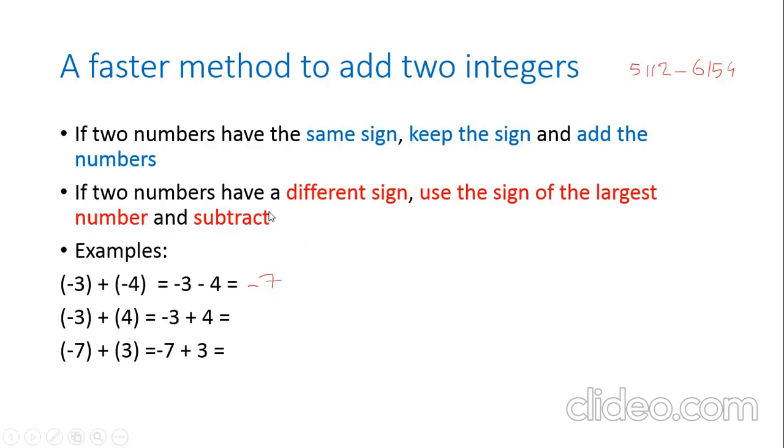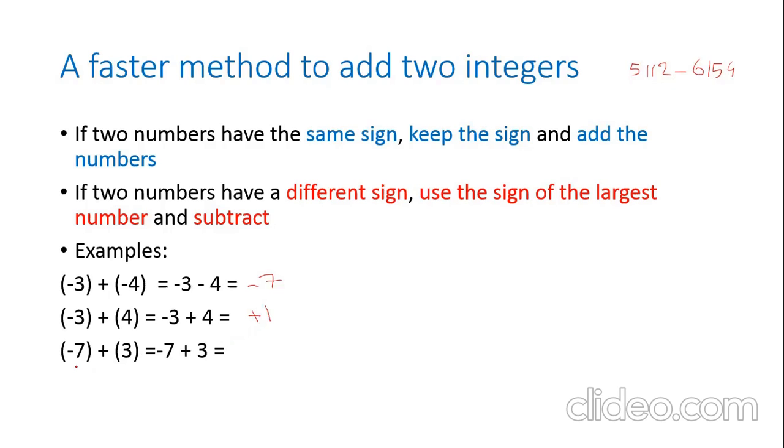In the case the two numbers have a different sign, we use the sign of the largest number and we subtract. So for example, here we have -3 plus 4. They have different signs. We use the sign of the biggest number, which is plus, and we subtract 3 from 4, so the result is 1.